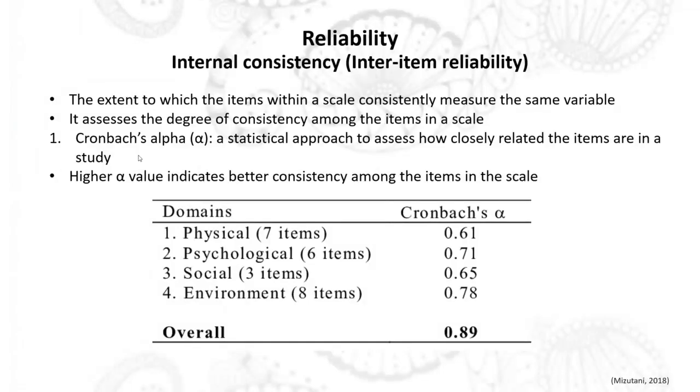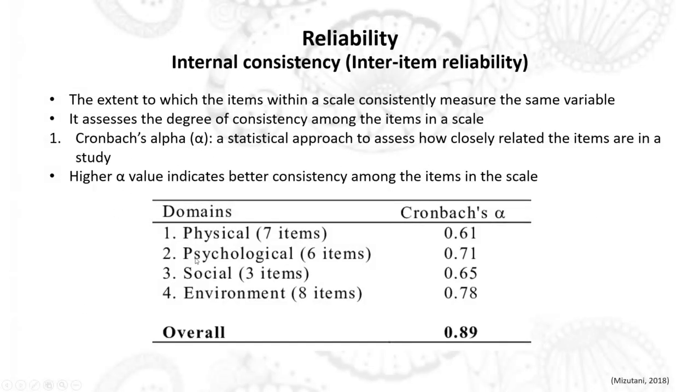Before this slide, I mentioned much about correlation analysis, r, right? But for checking the internal consistency, if you use the Cronbach's alpha approach, then the symbol for this test is alpha. And this is the commonest approach we use to check the internal consistency and report in research papers. The higher the alpha value, the better the consistency among the items in the scale.